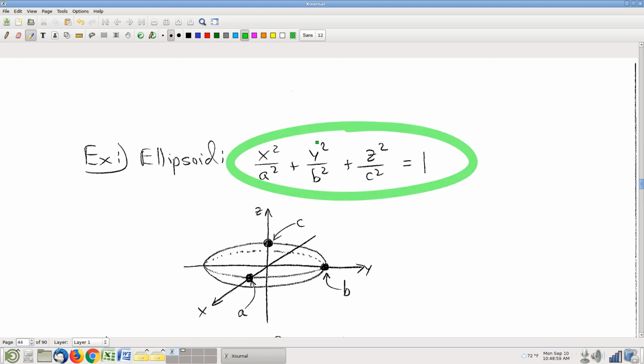Golly, it's kind of vaguely reminiscent of the equation of a sphere, but there are several changes, and I claim you've got to think it through for yourselves here. What's happened is what had been an x has been replaced with x over a, what had been a y was replaced with y over b, and what had been a z was replaced by z over c. So it's like we started with x squared plus y squared plus z squared equals 1, which I know is a unit sphere.